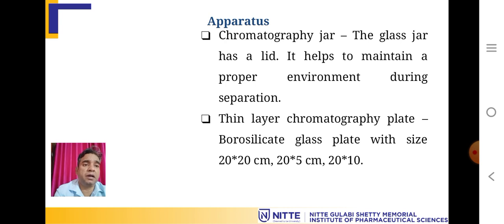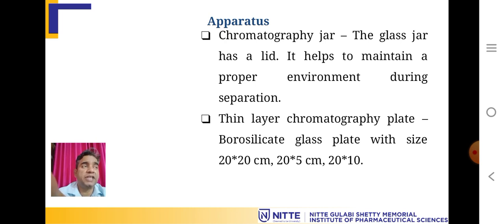And then you need to have a mobile phase. When it is TLC, it must be in a jar, or when you use column chromatography, you must pour it from the top of the column so that it passes through the column. Then in thin layer chromatography, generally a borosilicate glass plate with a size of 20 by 20, 20 by 5, or 20 by 10 is used. Depending upon how many compounds we are going to separate, we choose the plate. But you can see here, the length is always constant, whereas only the width is changing.